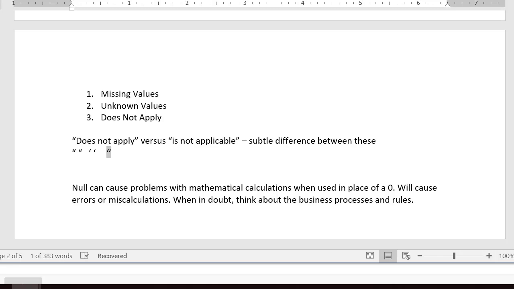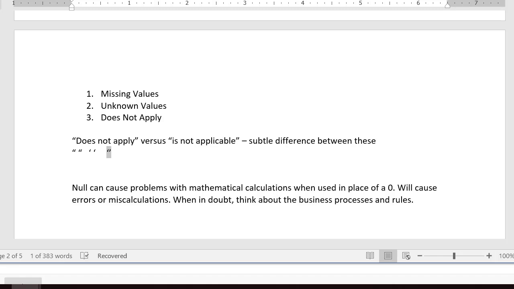Right. When in doubt, think of the business rules that you'll be needing, and then the processes that go along with those rules. How does somebody do something, or how do they put the information down on a piece of paper or in a form somewhere?